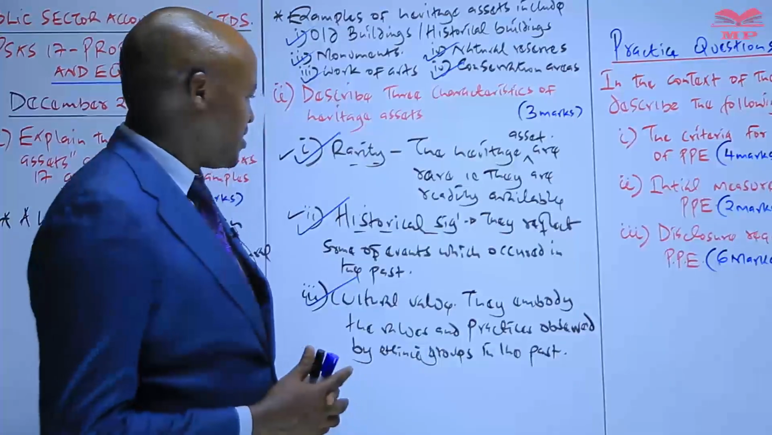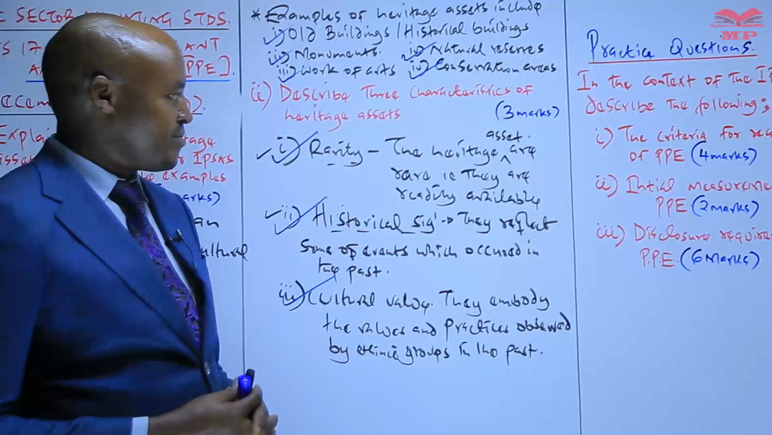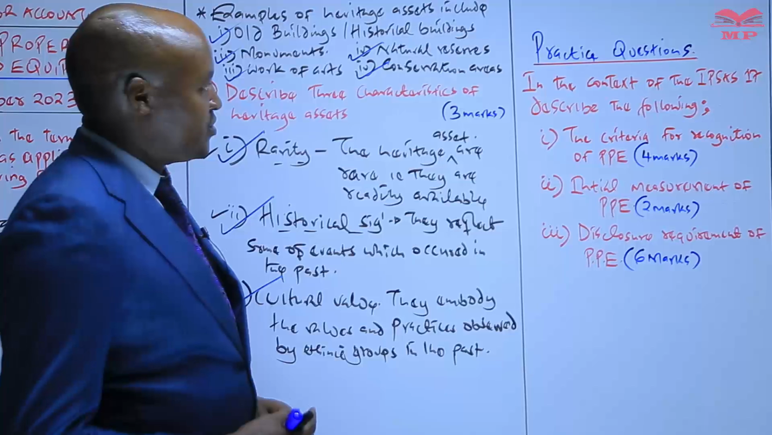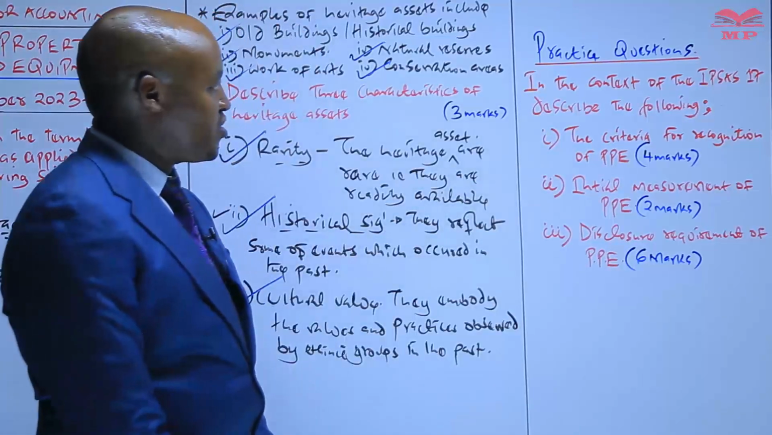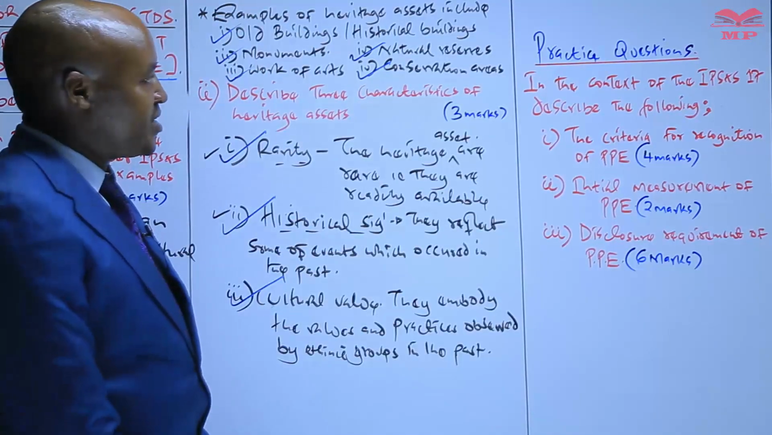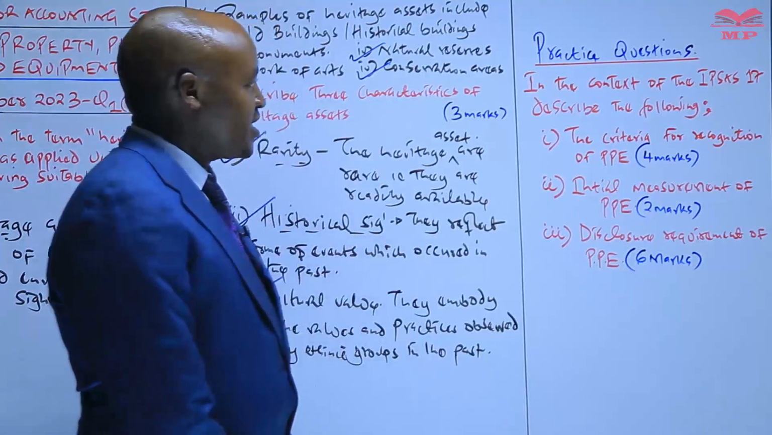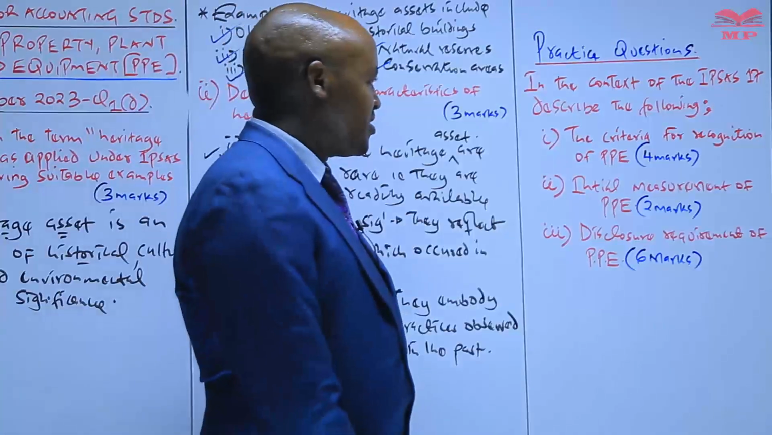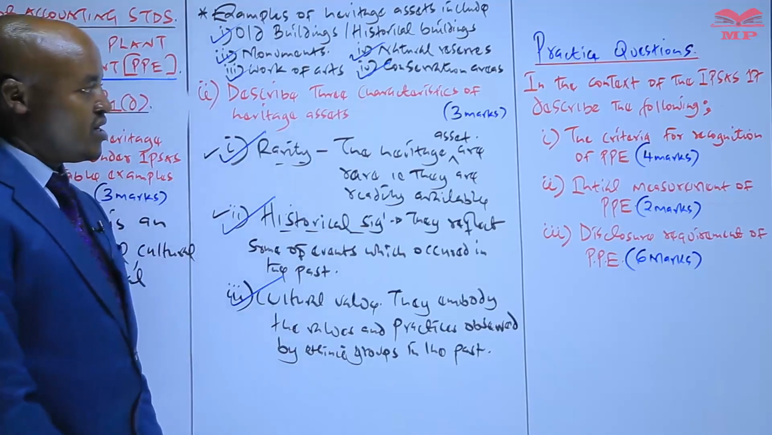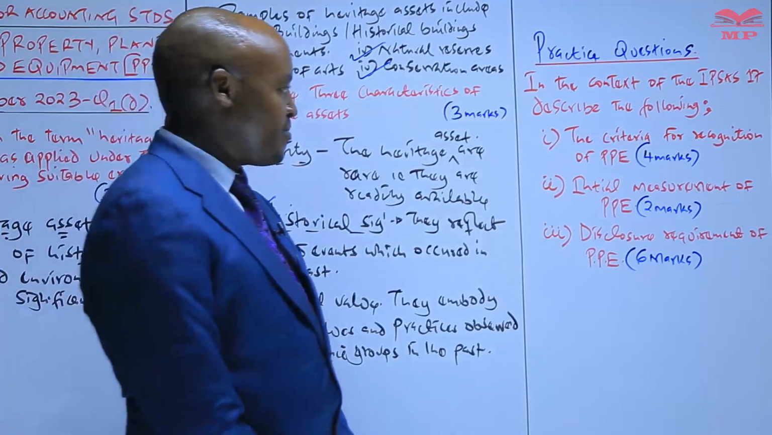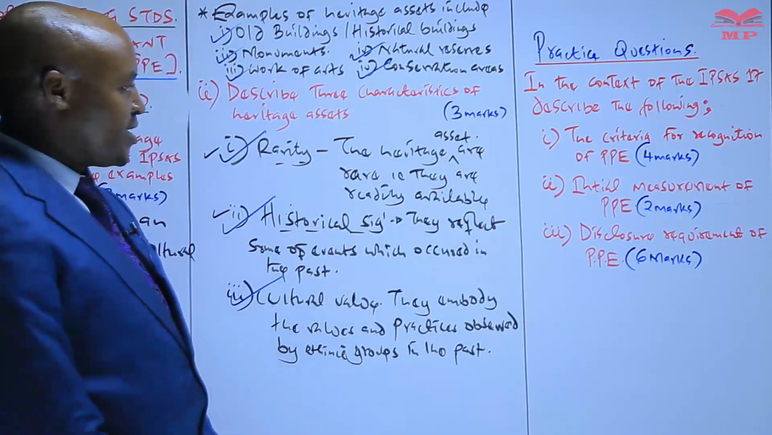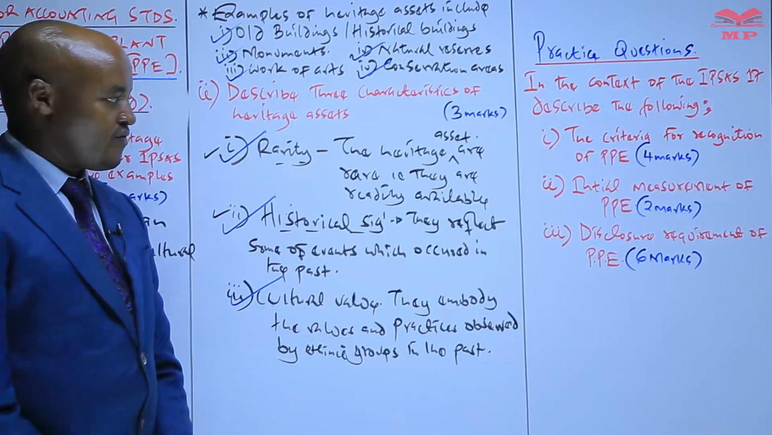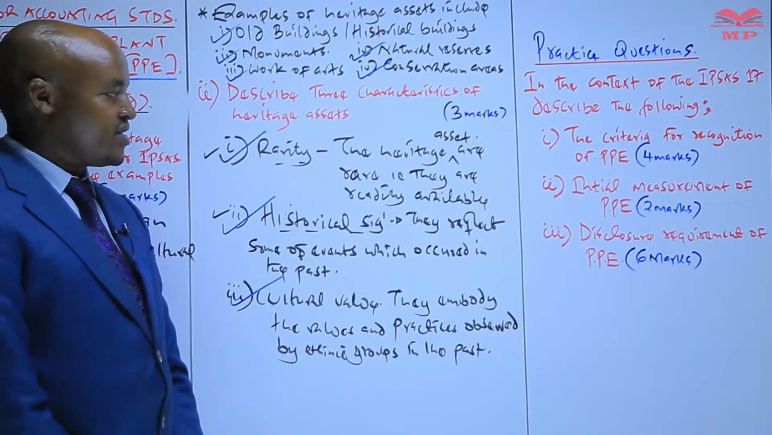They were getting 6 marks. Then as we wind up, I want to give some questions which will help you for your revision purpose. It reads: in the context of IPSAS 17, International Public Sector Accounting Standard number 17, describe the following. Number one, the criteria for recognition of property, plant and equipment, 4 marks. Roman 2, initial measurement of PPE, that is property, plant and equipment. And number 3, you are also required to give the disclosure requirements of the PPE, and we have 6 marks there.